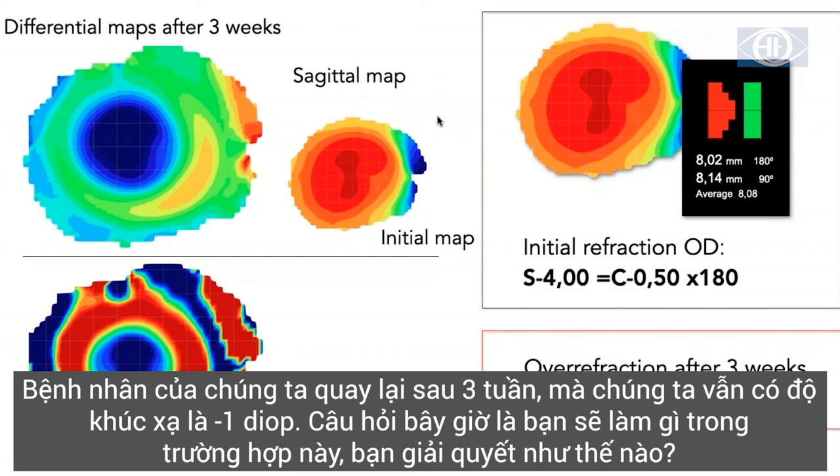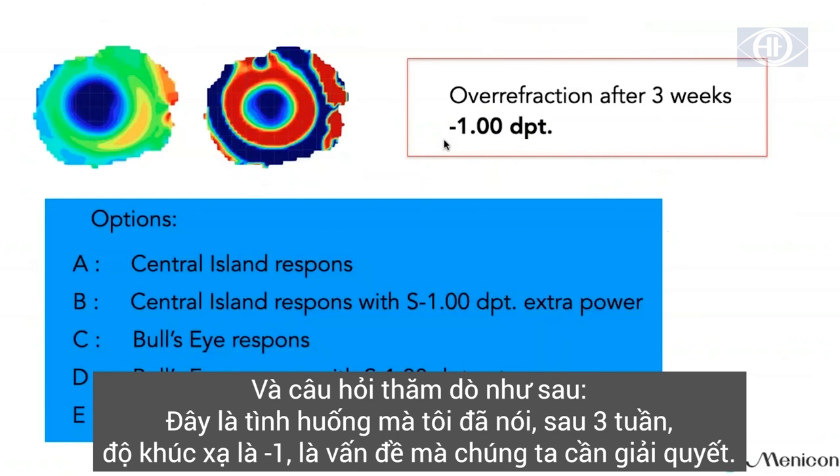The question now is, what do you do with this situation? How do you solve it? We still end up with a -1 diopter. So again, the poll question is the following. This is the situation I showed you previously. The over-refraction after 3 weeks is -1. Too much, we have to solve that. But how do we solve it?